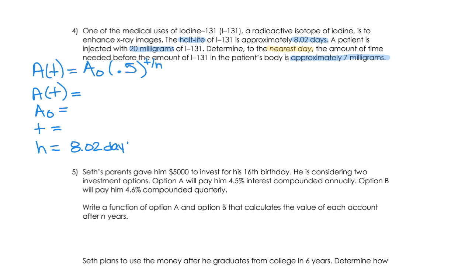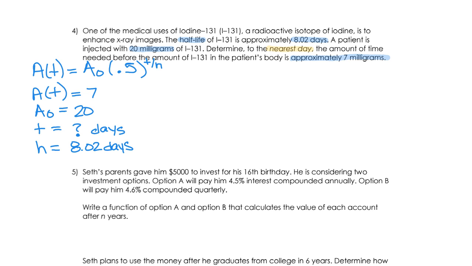And I write the word days because our T has to be in the same time frame. A patient is injected with 20 milligrams, so that's our initial amount. And they want us to determine to the nearest day, which is our time. Okay, and so remember that because our H is in days, T will come out in days. The amount of time needed before the amount in the patient's body is approximately 7 milligrams. And so that's the final amount of the I-131, which is our A of T.